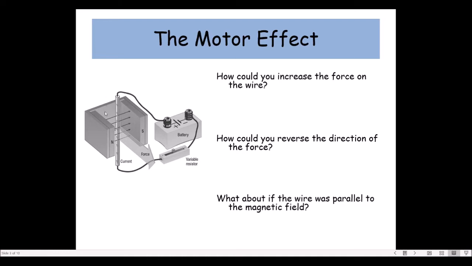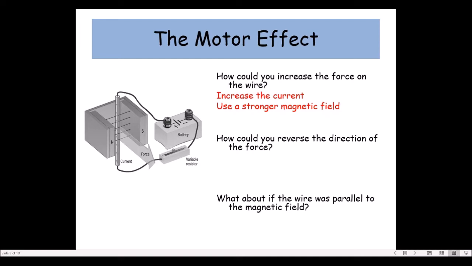The first thing we could do would be just to increase the size of the current. If we have a higher current, then there'll be a stronger magnetic field around the wire, and therefore we get a stronger force. We could use a stronger magnetic field. By this magnetic field, I mean the permanent magnetic field, the permanent magnet. Be careful with your wording here. Don't just say use a bigger magnet.